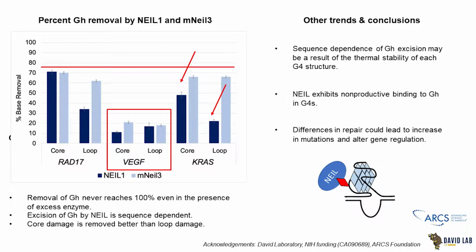We hypothesize that the sequence dependence of GH excision may be due to varying thermal stabilities of the G4 structure. Additionally, we demonstrate that NEIL can non-productively bind the GH-containing G4s, so differences in repair between sequences could lead to an increase in mutations and alter gene regulation. We plan to continue studying these interactions of NEIL with G4s and in the future look into NEIL's role in G4-regulated gene expression.